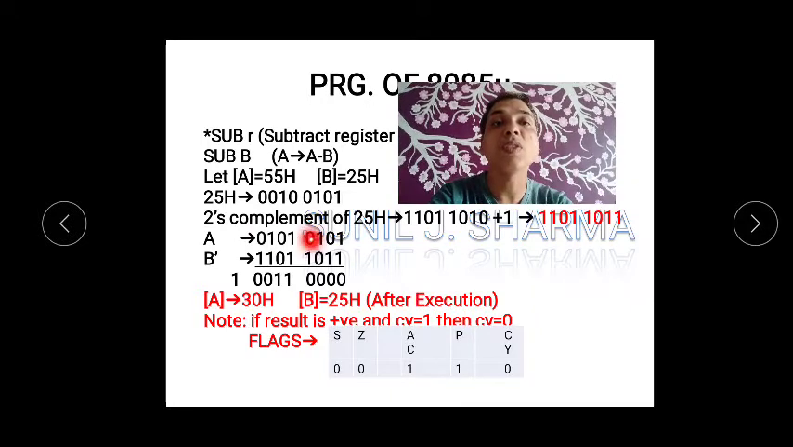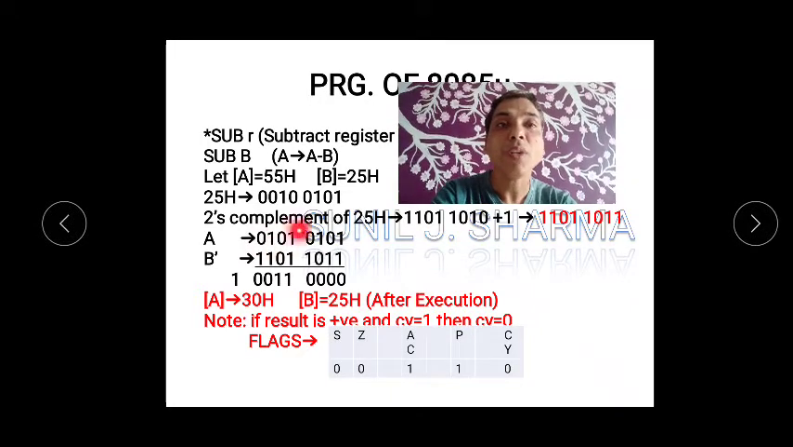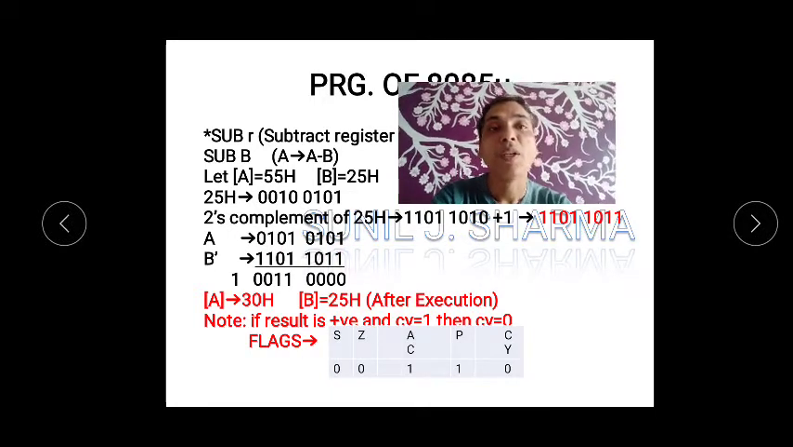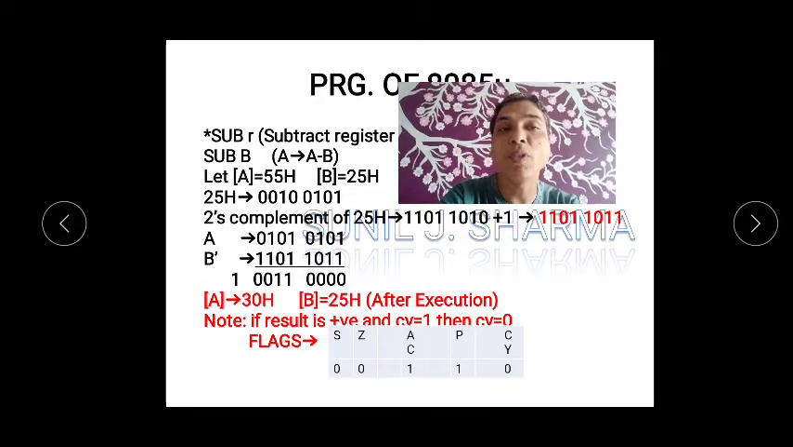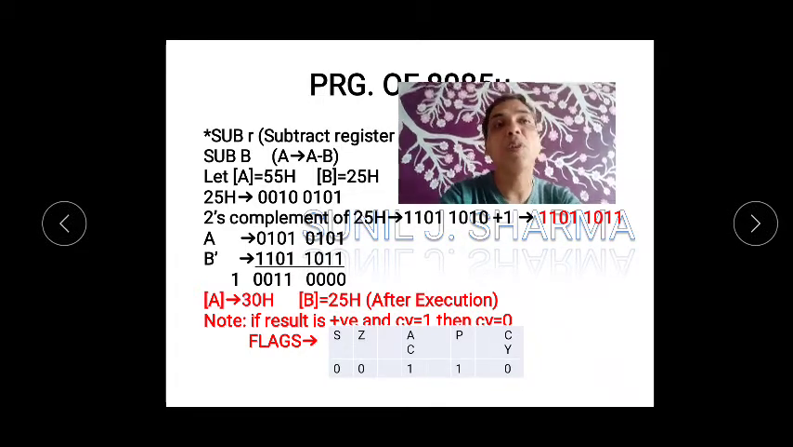Now can you see, this is nothing but 55 in binary, and this is the 2's complement of B. Then you don't have to subtract, you have to add. Once you take the 2's complement, you have to add this.